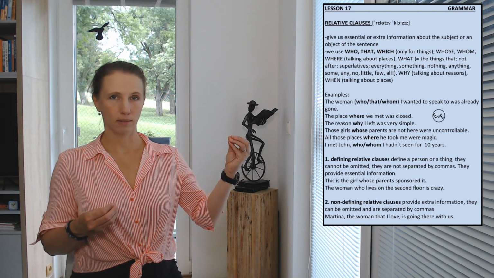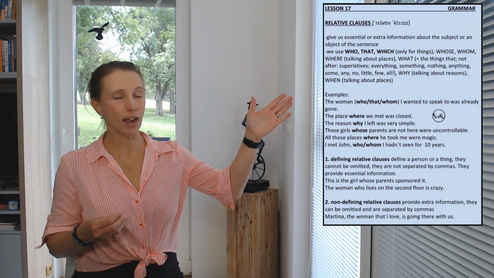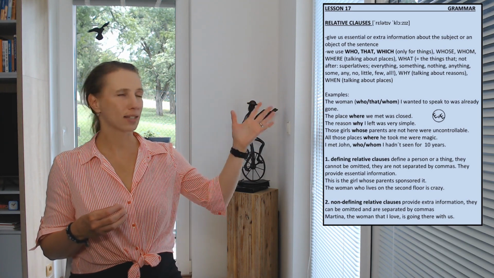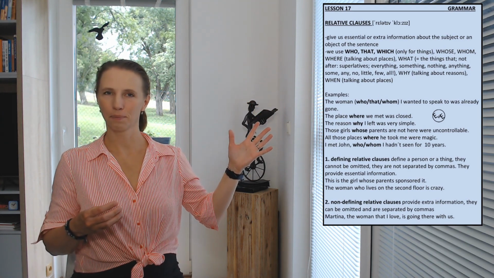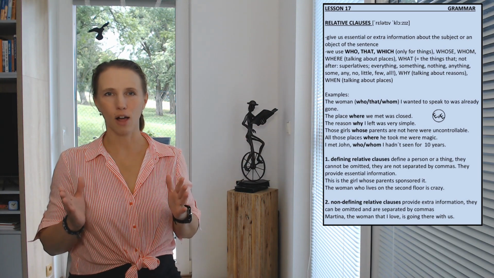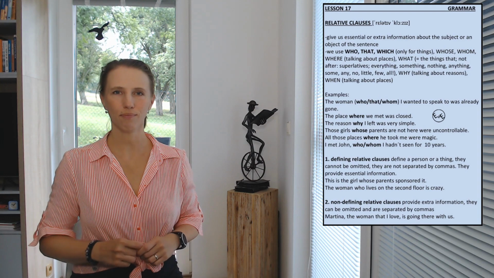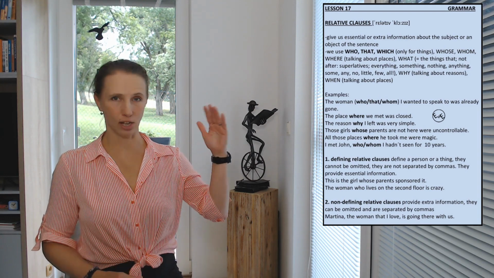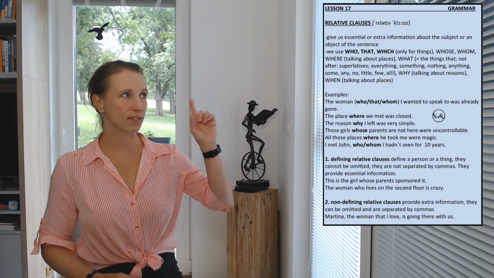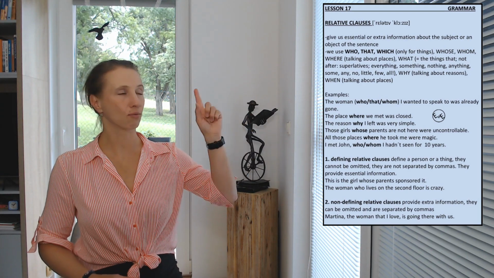The woman who is standing right there is just amazing. So the relative clause is who is standing right there. It gives us essential information about the woman. It's that woman who is standing right there.